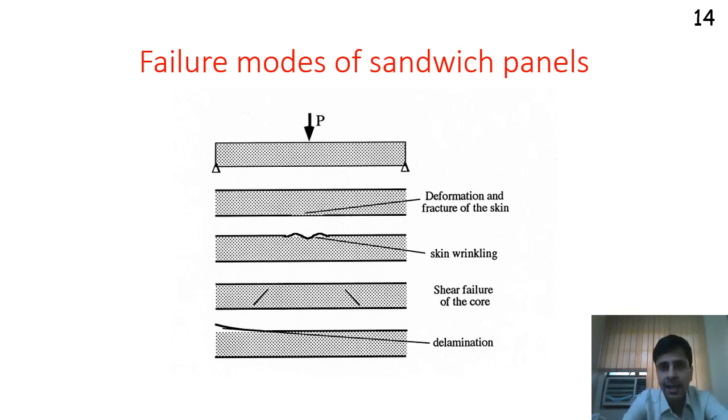Now let's say you took a sandwich panel and tested it in 3-point bending, schematic representation shown in the figure. It can fail in many ways. The top or the bottom layer can fail due to tension, the top layer can wrinkle due to compression, it could be shear failure of the core, and it could also be that some layers just delaminate. Now the question to you is, which of the following do you think can be modeled using classical lamination theory?